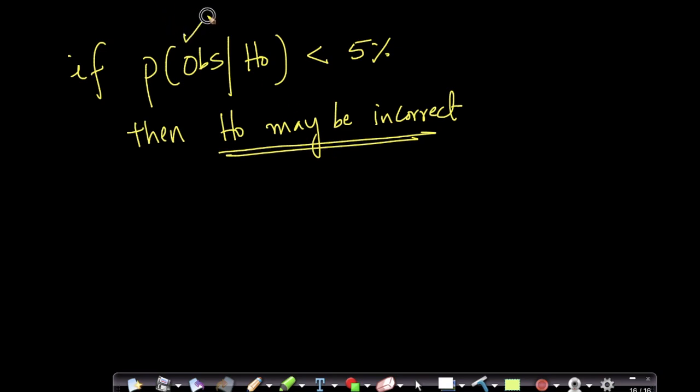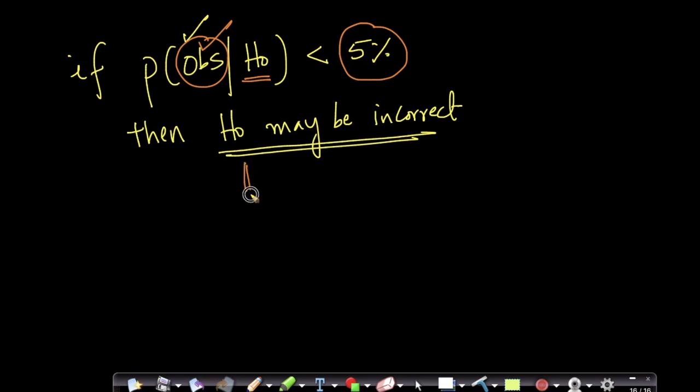Because observation is not incorrect. Remember, observation is not incorrect because we already made this observation. We already saw that x equals 5. This is ground truth. We have already seen this. This is an assumption we are making. Since this value is very small, we typically take a cutoff of 5%. Then it is probable that the hypothesis or the assumption we made is incorrect.